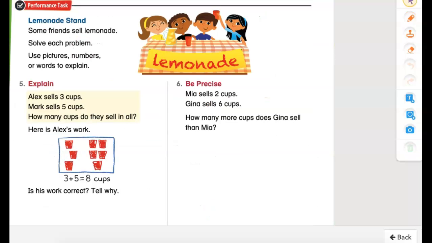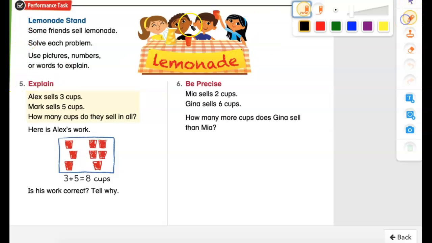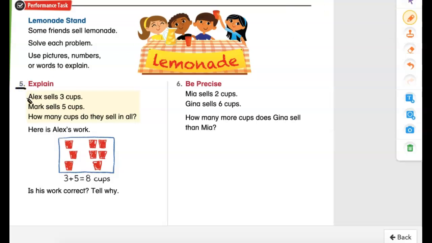And our last page of our lesson is page 40. You should see a lemonade stand. Ooh, lemonade. So it says lemonade stand. Some friends sell lemonade. Solve each problem. Use pictures, numbers, or words to explain. So number 5 down here says Alex sells 3 cups. Mark sells 5 cups. How many cups do they sell in all?